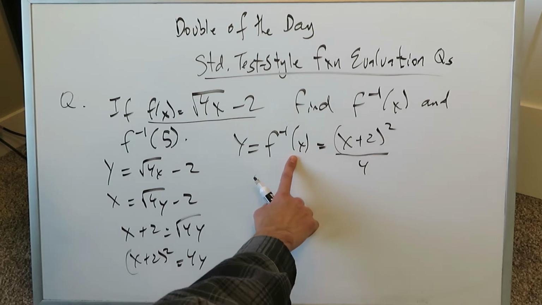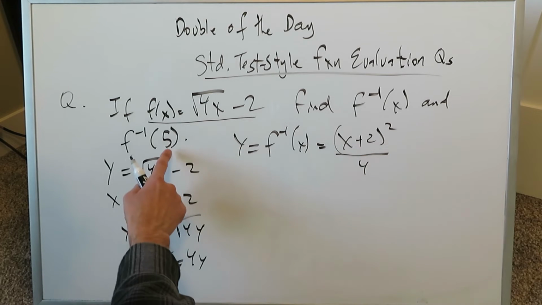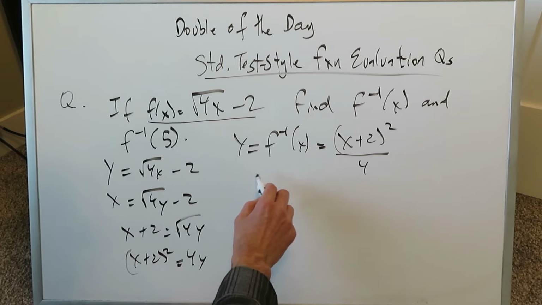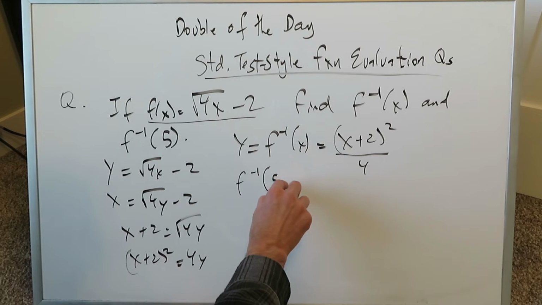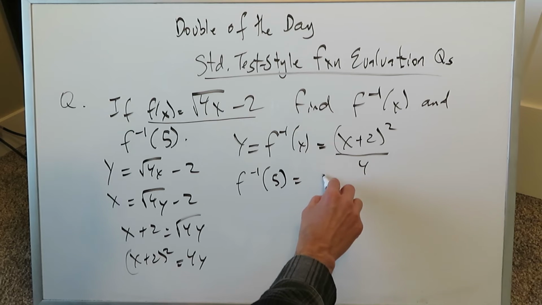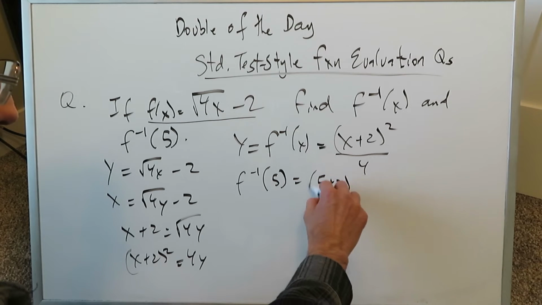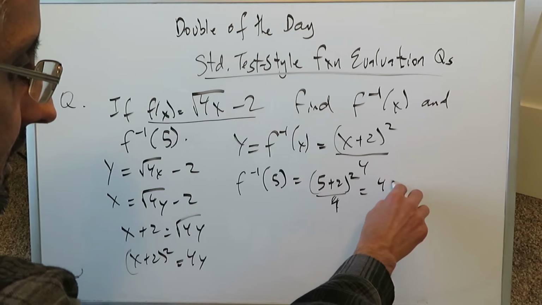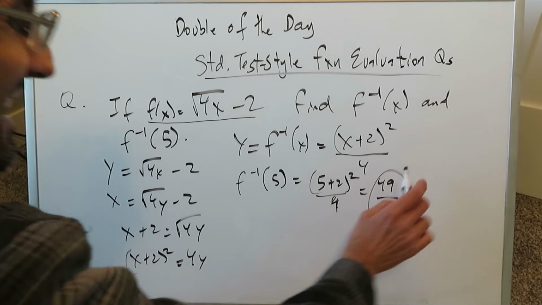Now this right here is equal to your inverse function. You have to evaluate it in terms of 5. All you'll do is just exactly what it shows. You put 5 in the place of the new x. You'll have (5 plus 2) whole square over 4. You'll have 7 square over 4, which is 49 divided by 4, and that right there is this question completed.